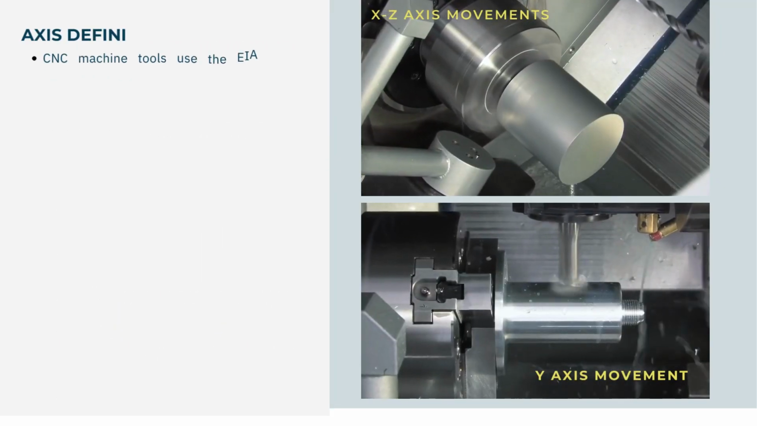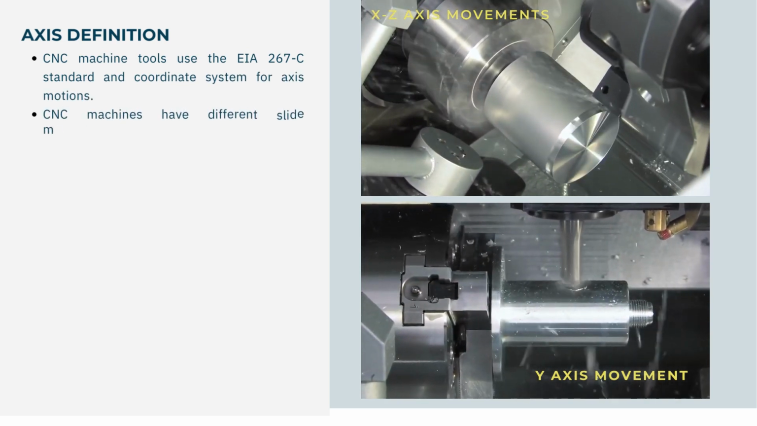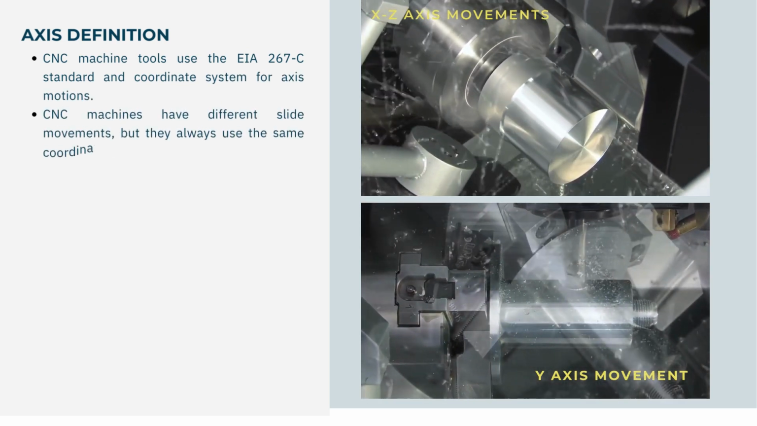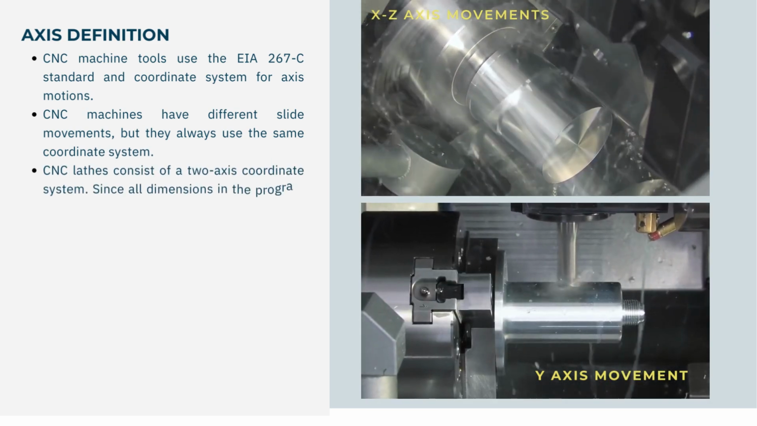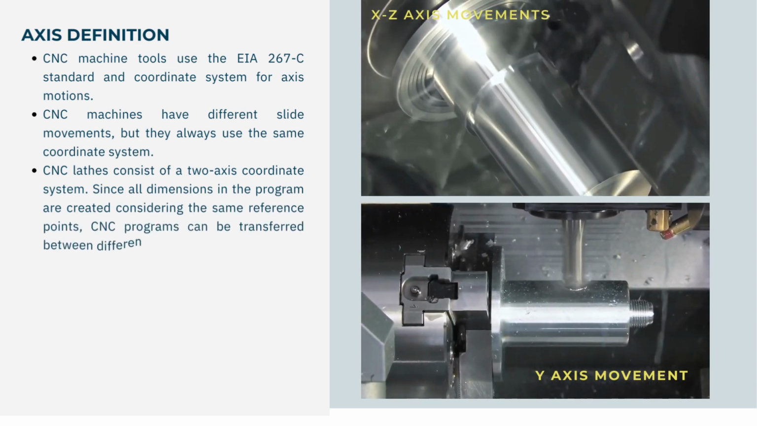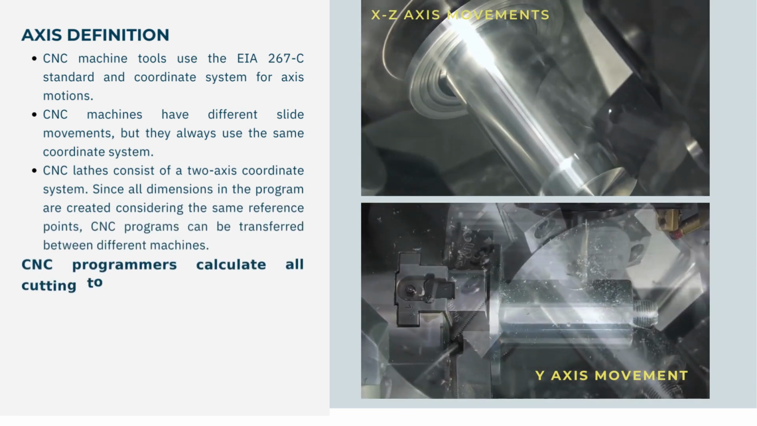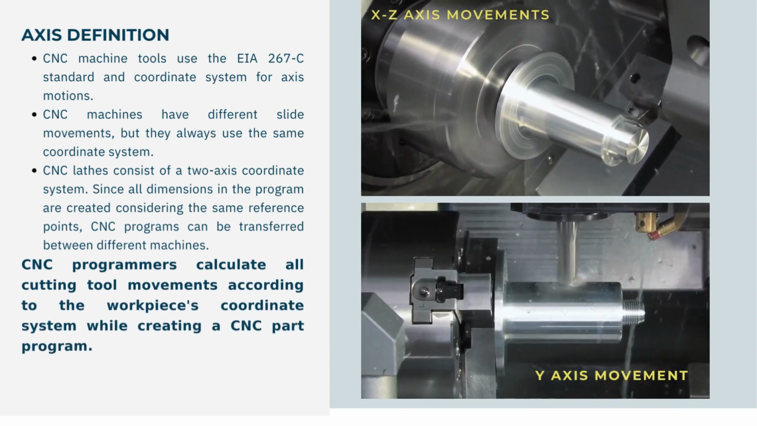XZ Cartesian Coordinate System. In this coordinate system, the Z-axis is horizontal and the X-axis is vertical. The origin X0 and Z0 is at the intersection of the X and Z axes. Cutting tool movements from the workpiece 0 point to the chuck are defined as -Z and the movements from the workpiece center to the outer diameter are defined as +X.